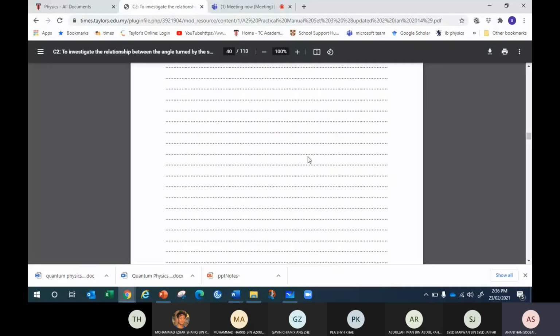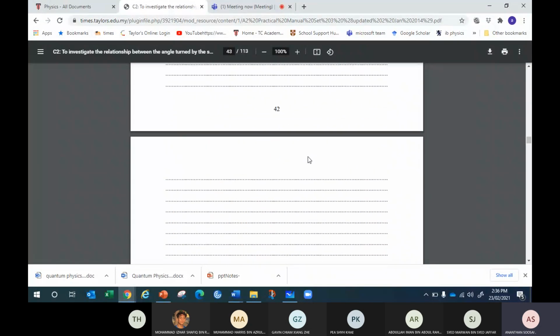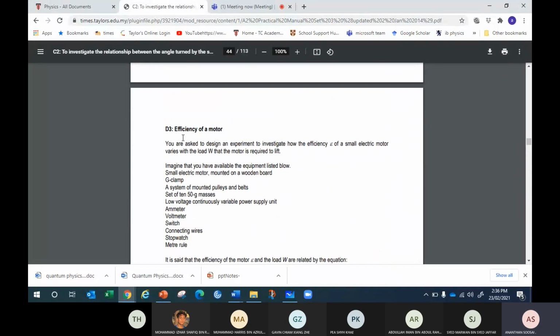Yes, D1. Skip the D2 first. Okay, D3, efficiency of motor. Okay, as a homework, we discuss by Friday. Do this D3 as a homework.